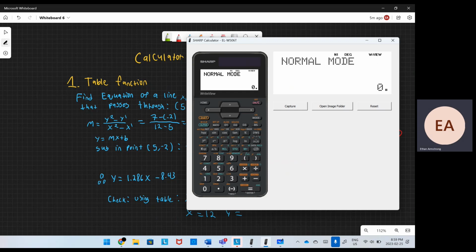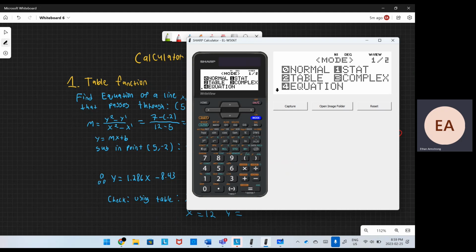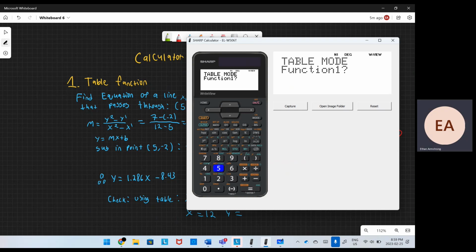So what you can do with the calculator here, I'm just going to clear, put it to the normal mode. This isn't the exact calculator, but it's pretty similar to one that we have. What you can do is you go to mode, you scroll down and you select 2 for table, and you don't enter in y equals, you just enter the right side of the equation.